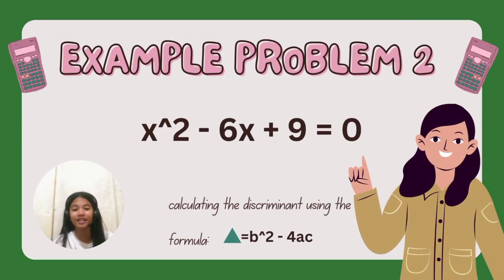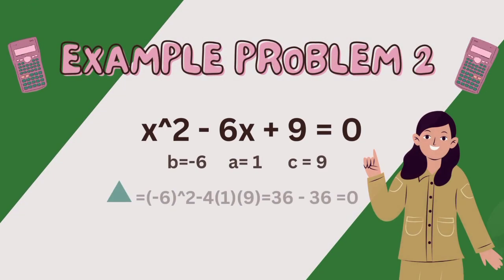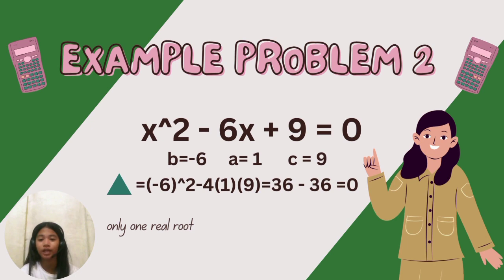Let's try another example. Consider the quadratic equation x squared minus 6x plus 9 equals 0. Again, we calculate the discriminant using delta, the discriminant, equals b squared minus 4ac. In this case, b is equal to negative 6, a is equal to 1, and c is equal to 9.